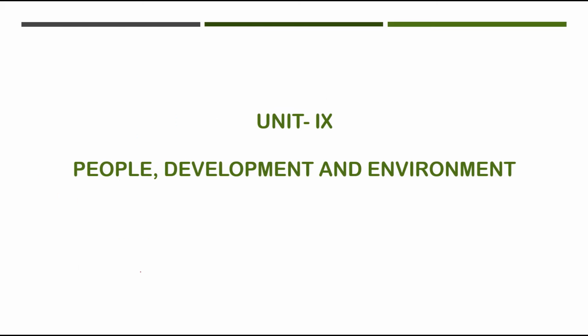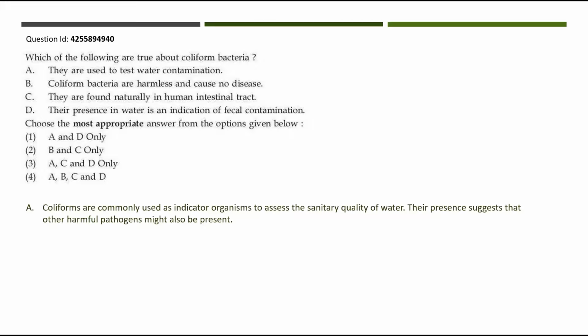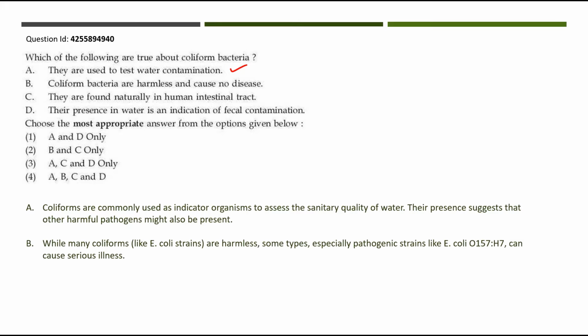Let's move to Unit 9 People Development and Environment. Which of the following are true about coliform bacteria? They are used to test water contamination. Coliforms are commonly used as indicator organisms to assess the sanitary quality of water. Their presence suggests that other harmful pathogens might also be present. So, are they used to test water contamination? Yes. Coliform bacteria are harmless and cause no disease.